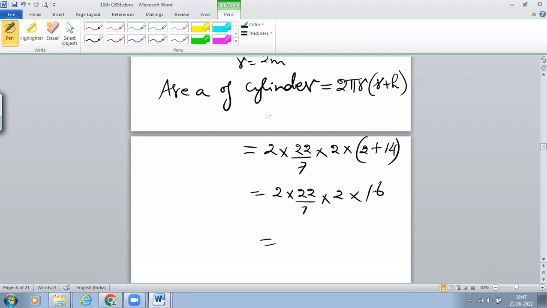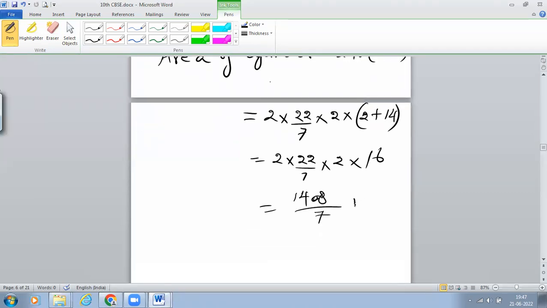It is 1408. When you multiply 2 into 22 into 2 into 16, you'll get 1408, divided by 7. So 1408 divided by 7. Don't divide, you can keep it as it is. This is the area of the cylinder, in meter square.